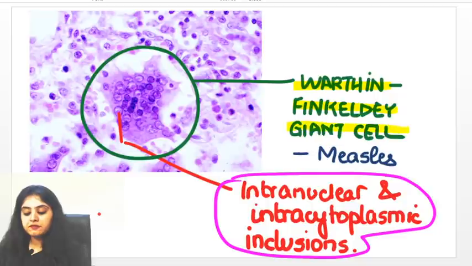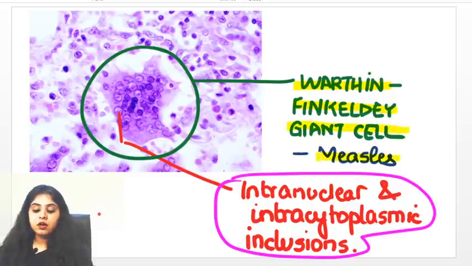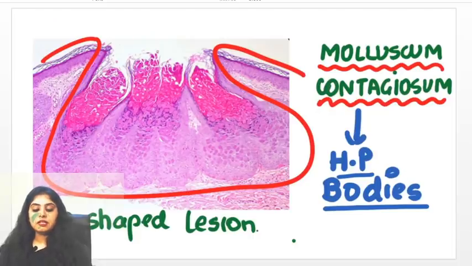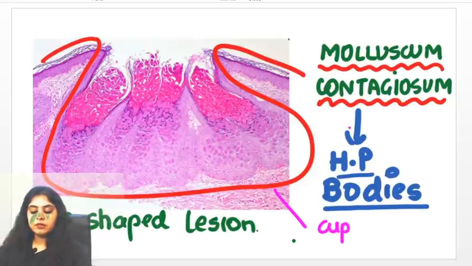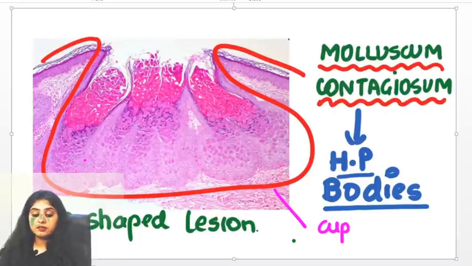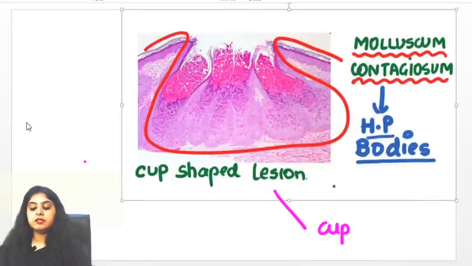That is the Warthin-Finkeldey giant cell that you see in measles. Last one: this is a cup-shaped lesion. Please remember, a cup-shaped lesion is seen in molluscum contagiosum.